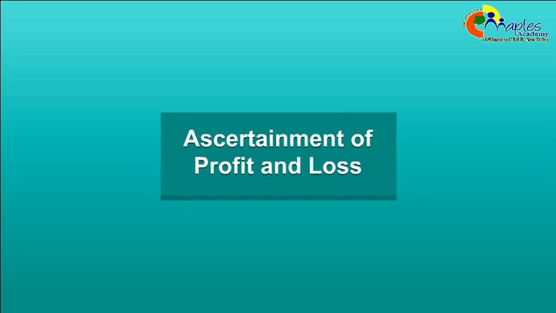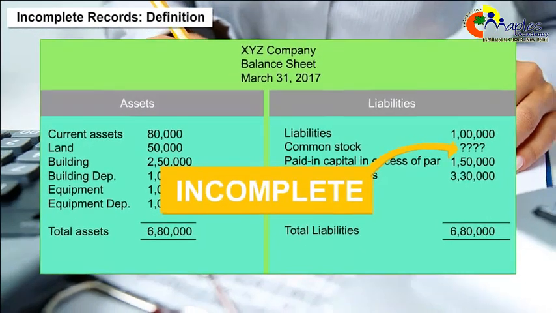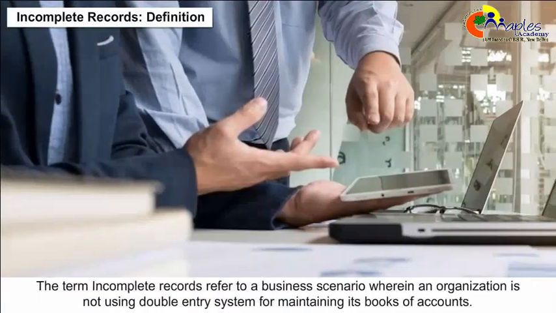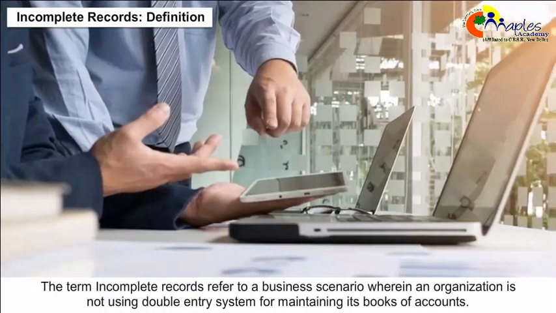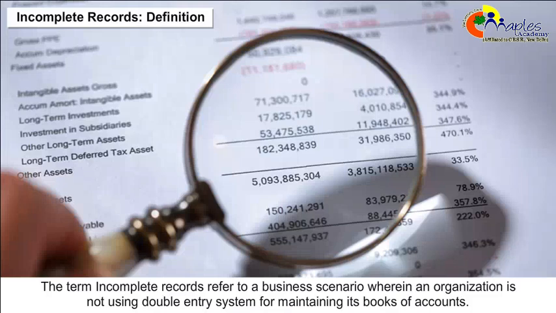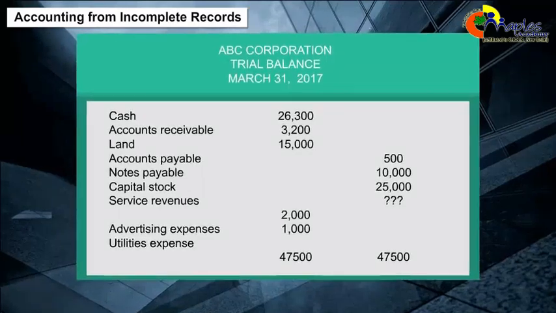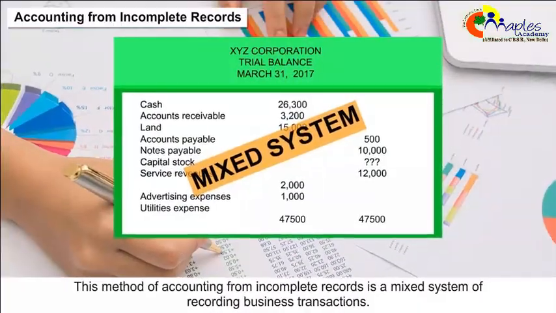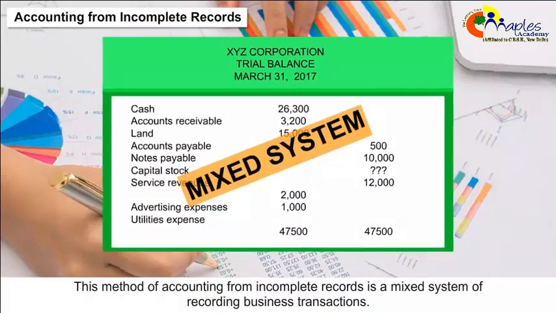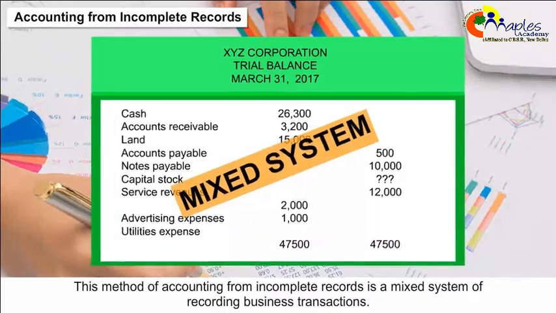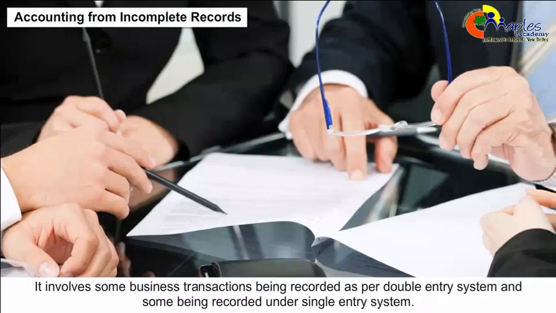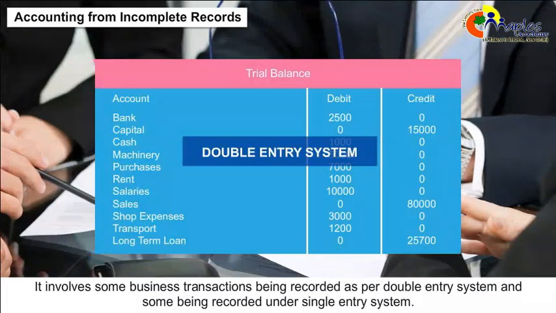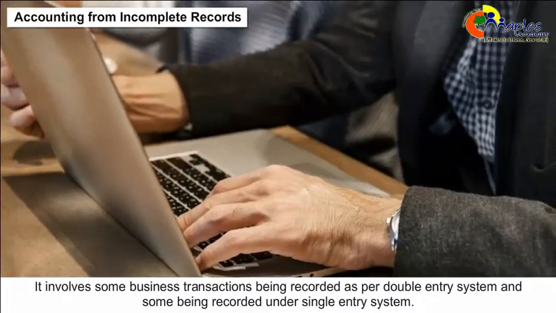Ascertainment of profit and loss. Incomplete records. Definition. The term incomplete records refers to a business scenario wherein an organization is not using double entry system for maintaining its books of accounts. Accounting from incomplete records. This method is a mixed system of recording business transactions. It involves some business transactions being recorded as per double entry system and some being recorded under single entry system.